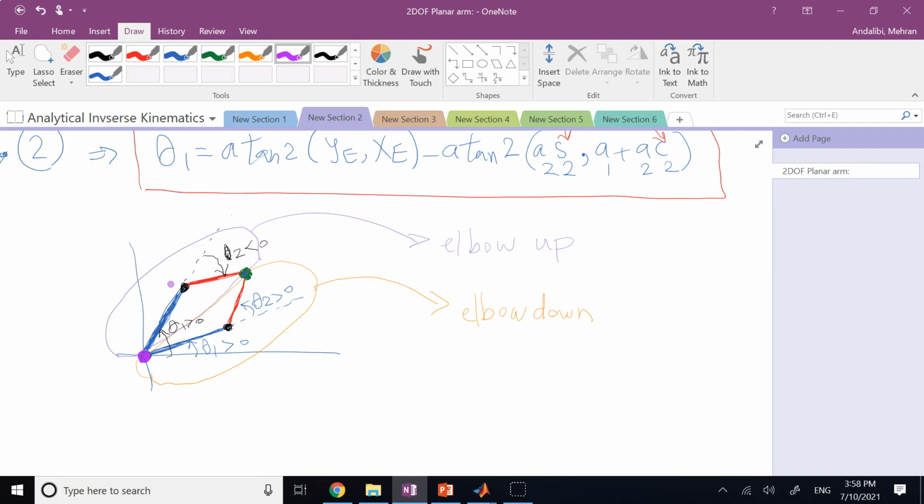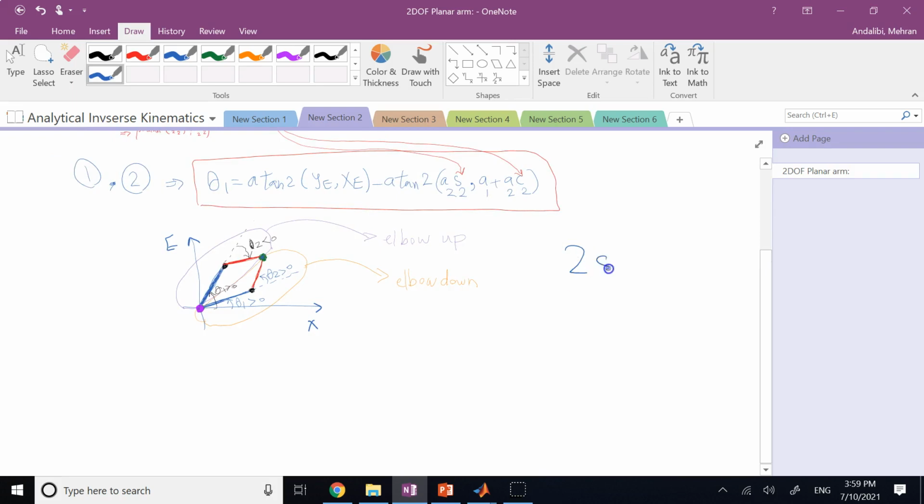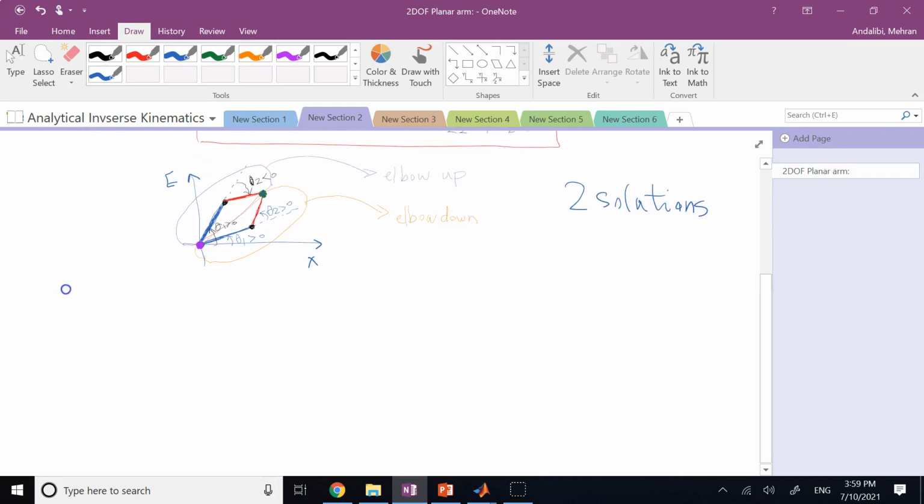But could it be any case that there is no solution, or there is, let's say, a unique solution? Yes. What are those? So one case here is that, so here, as I said, 2 solutions. Now, could be a case of unique or no solution?